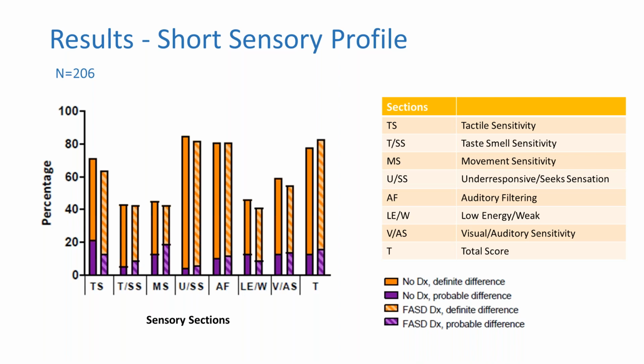And so what you can take away from this graph today is that the under-responsive seek sensation, the auditory filtering, and the total test score in both groups were the most impacted. And these findings have been quite similar with other studies that I've looked at, and actually a couple of the other presentations we saw in Vancouver last year, they saw similar findings. So we are starting to see a pattern with the children with alcohol exposure and their sensory patterns.